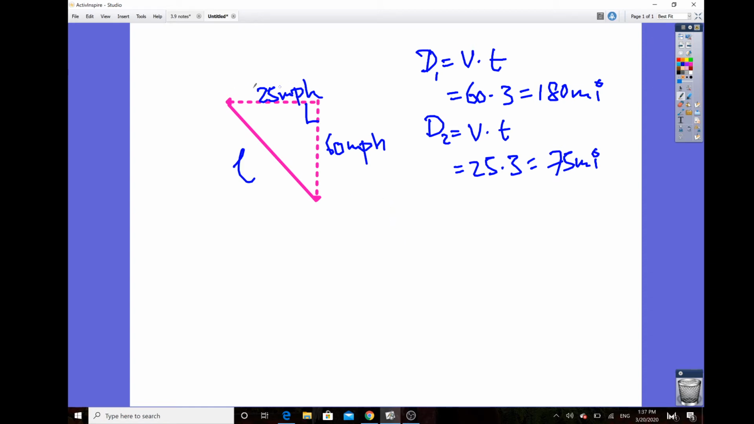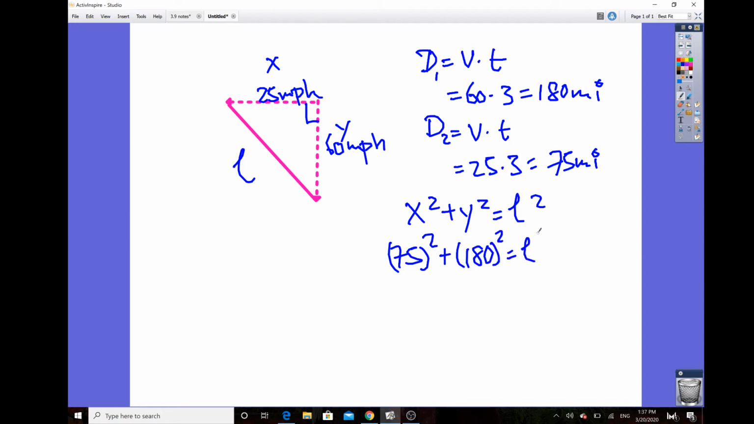So let's say this one is x. Here's y. We do know that x squared plus y squared equals L squared. So for x squared, we have 75 squared. For y squared, we have 180 squared. And then L squared. So take the square root of the sum of the squares. Okay, let's see what I got here. So 75 squared plus 180 squared, and then the square root of the whole number. 38025. So I got 195.